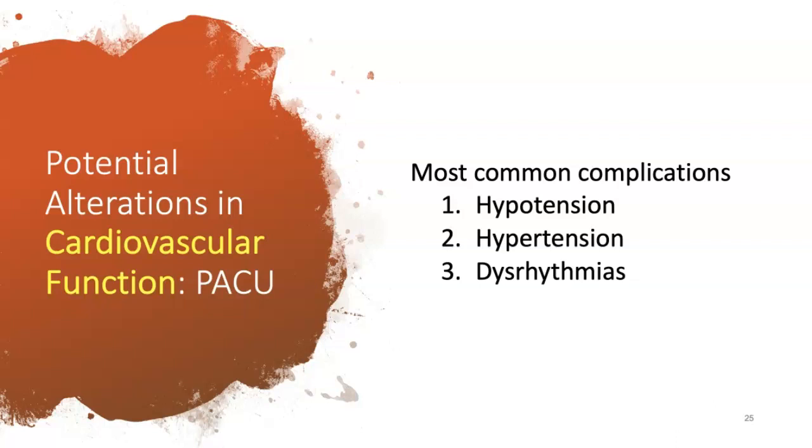What about potential alterations in the cardiovascular function? Well, the most common problems associated with the cardiovascular system include hypotension, hypertension, and dysrhythmias. Patients at greatest risk include those with alterations in respiratory function, a history of cardiovascular disease, older adults, and debilitated or critically ill patients.